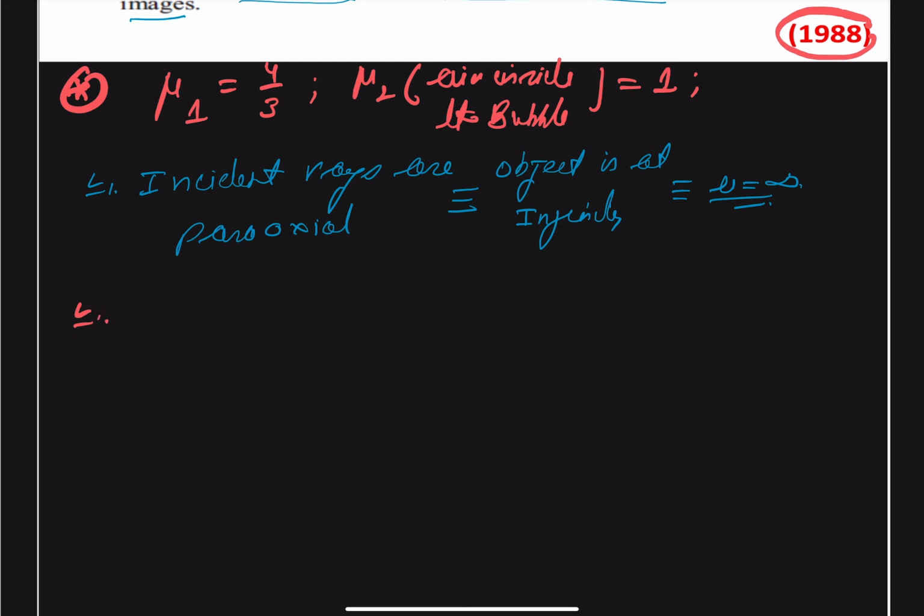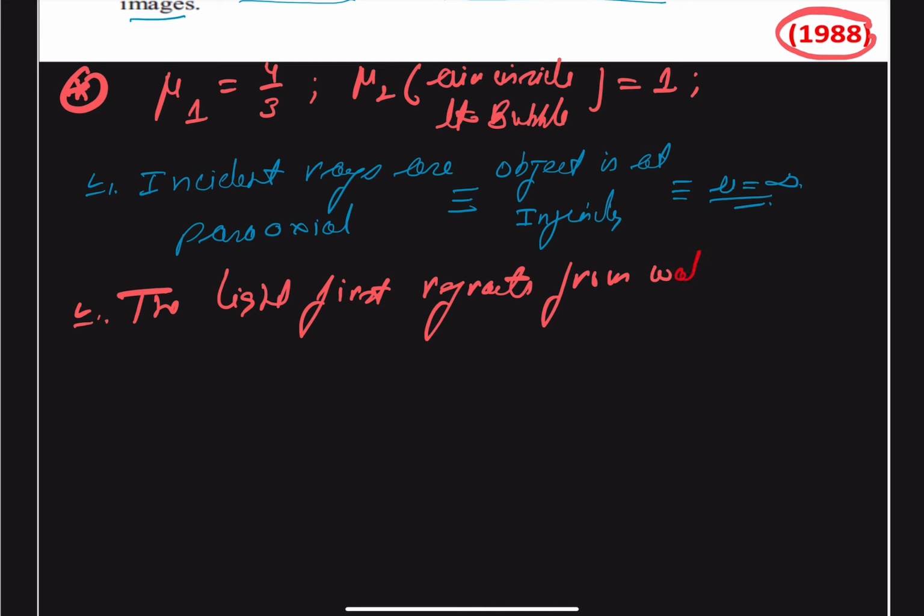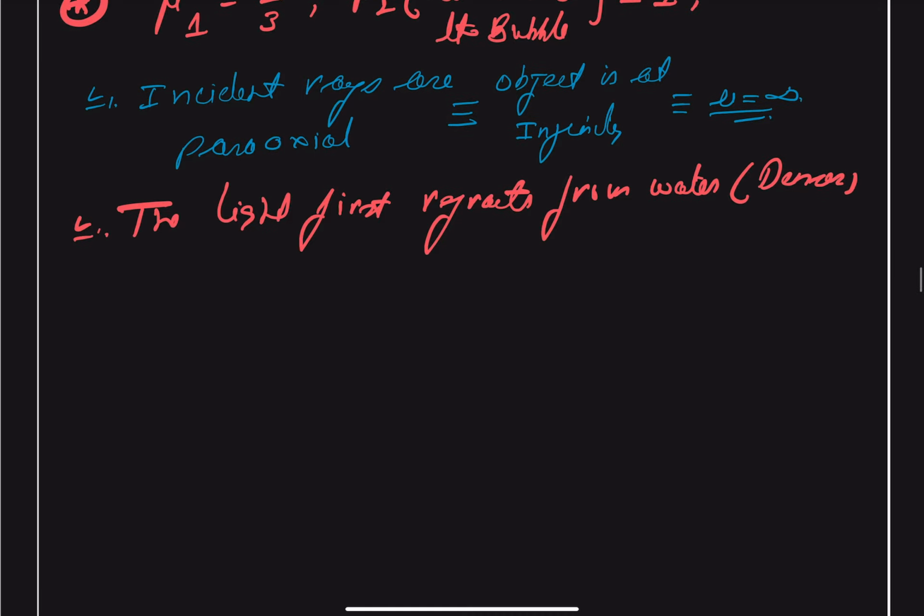You can see the light first refracts, because it is going to have two refractions. So the first time, the light refracts from water, which is a denser medium, to air, which is our rarer medium.